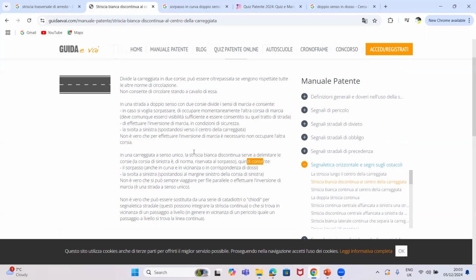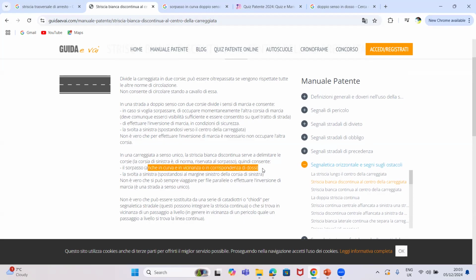If it is now senso unico, he said, it allows overtaking. You can do overtaking, even in curves and near or at the crests of hills. Watch, I'll read them again. They said, watch, I'll ask a question.